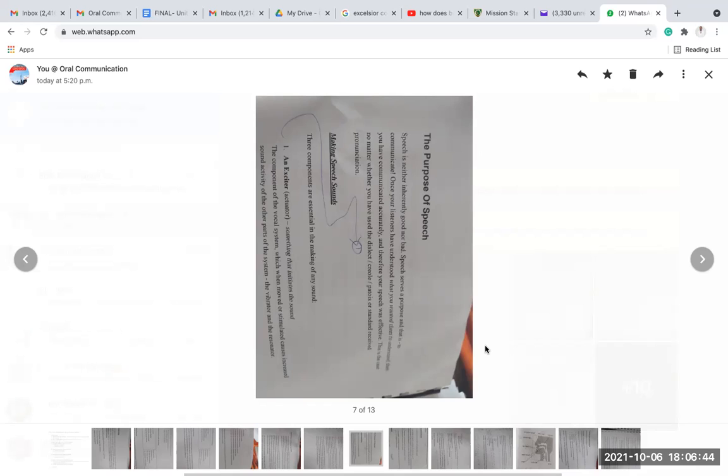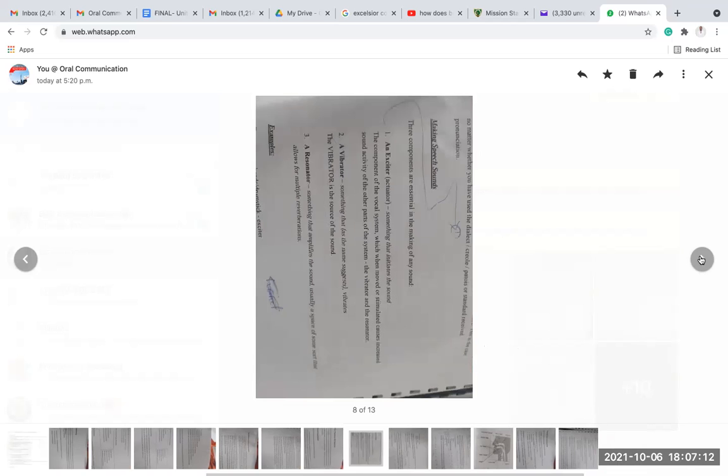So for the exciter, what are they? The vibrator and the resonator. So for the exciter, we have the lungs and the respiratory muscles. You're not seeing that?